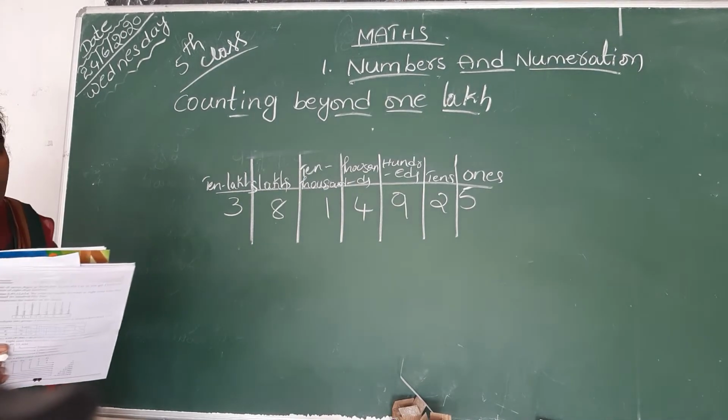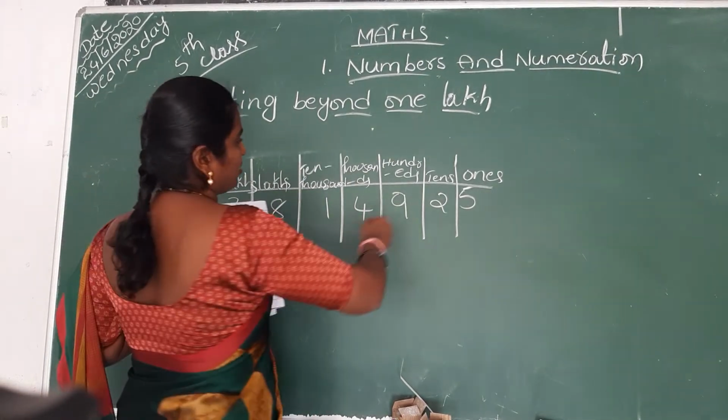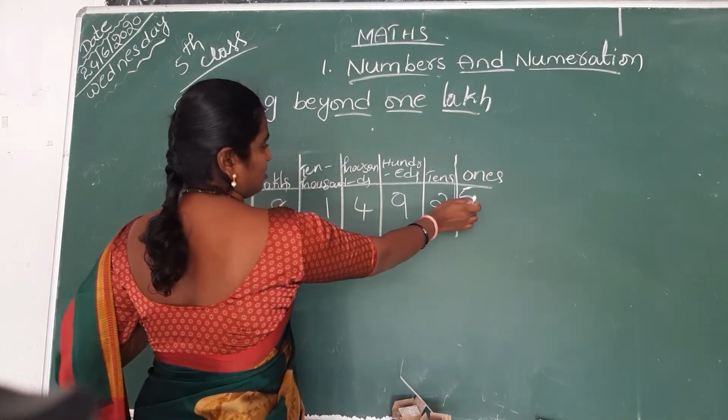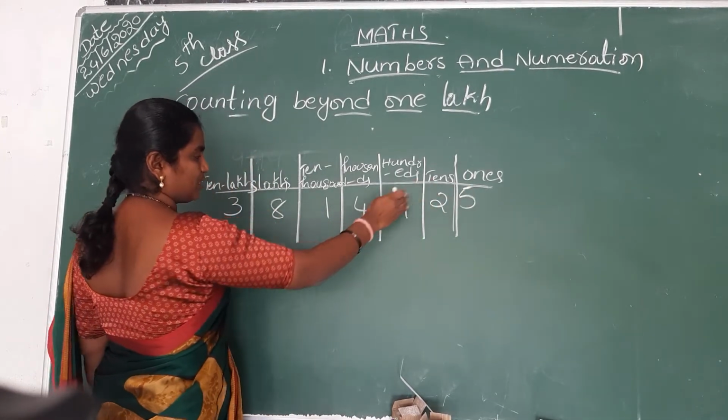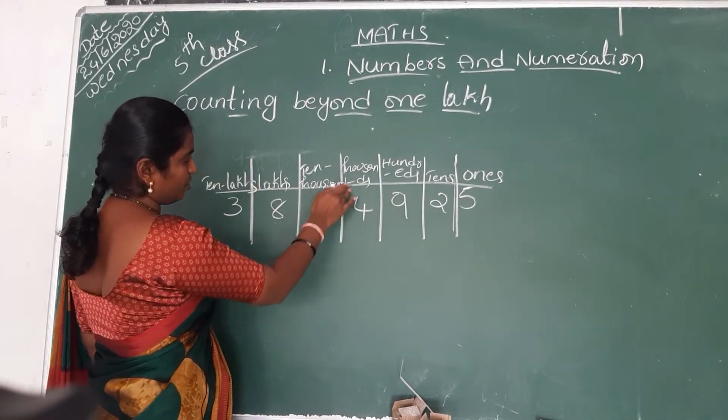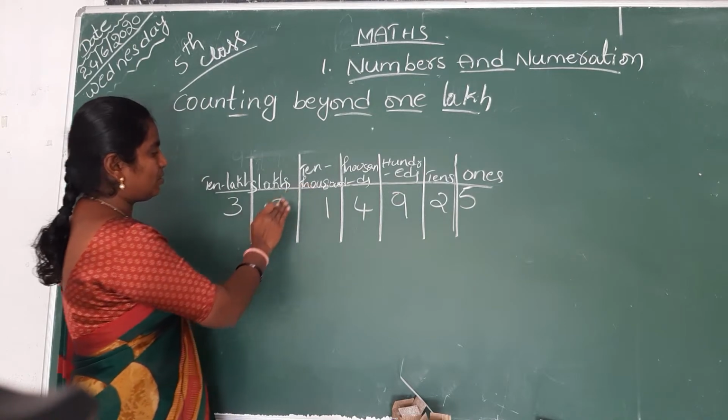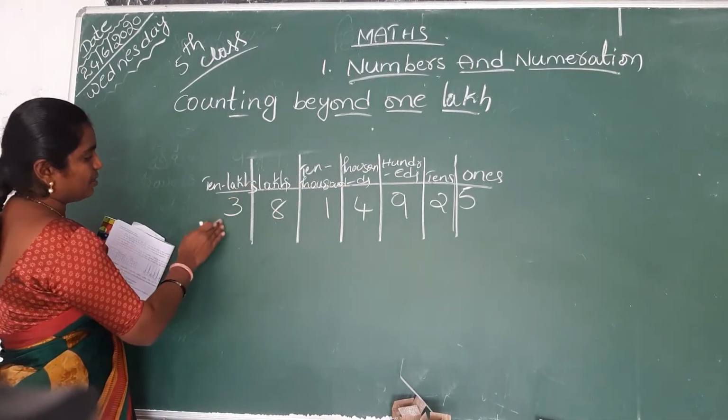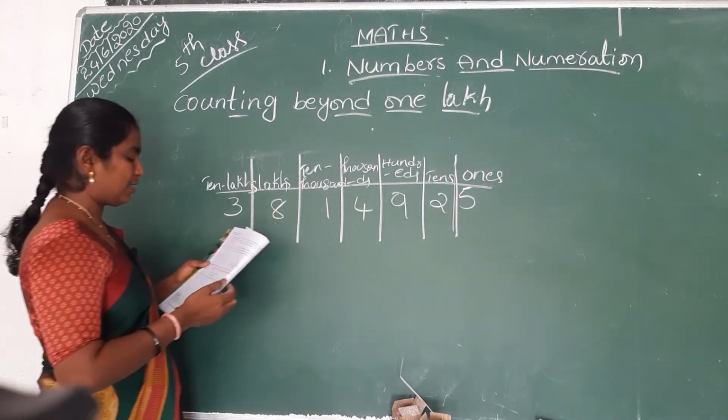So first we have to know place values of this number. 5 is in ones place, 2 is in tens place, 9 is in hundreds place, 4 is in thousands place, and 1 is in 10,000s place, 8 is in lakhs place, 3 is in 10 lakhs place.